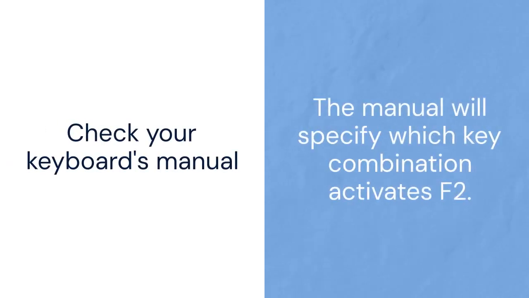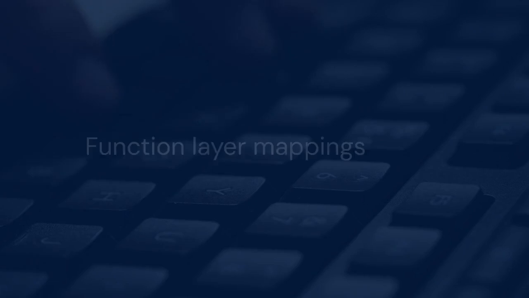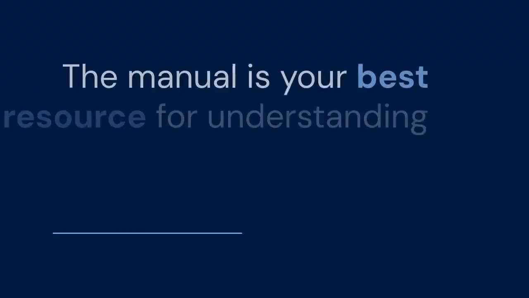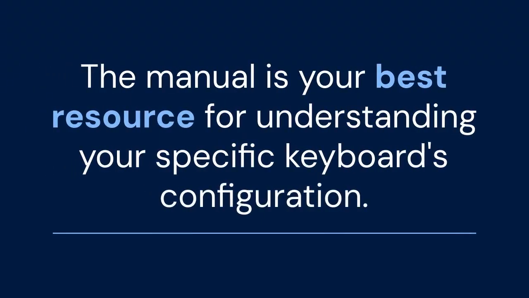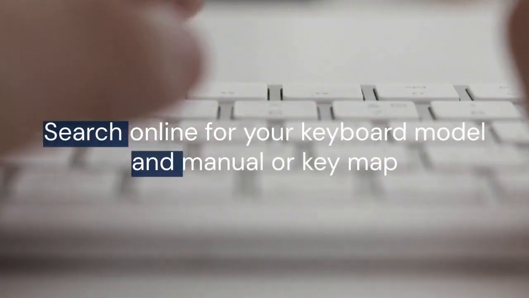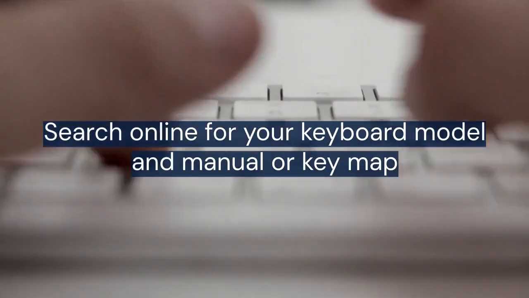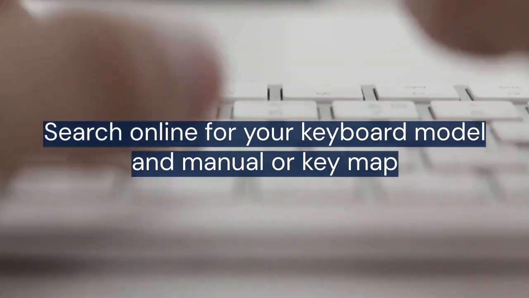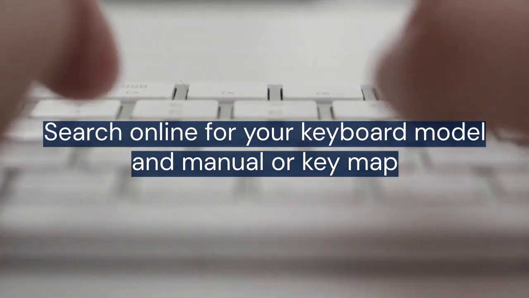Second, check your keyboard's manual. The manual will specify which key combination activates F2. Look for a diagram showing the function layer mappings. Sometimes, F2 might be assigned to a different number key or a letter key. The manual is your best resource for understanding your specific keyboard's configuration. If you don't have the physical manual, search online for your keyboard model and manual or key map. This will often lead you to a downloadable PDF.